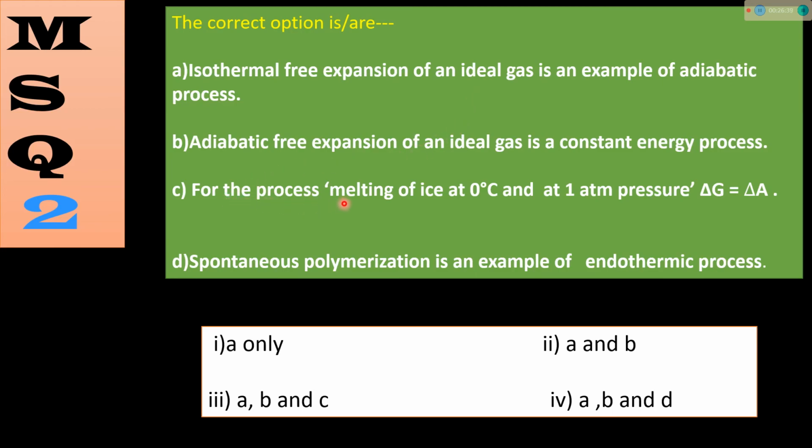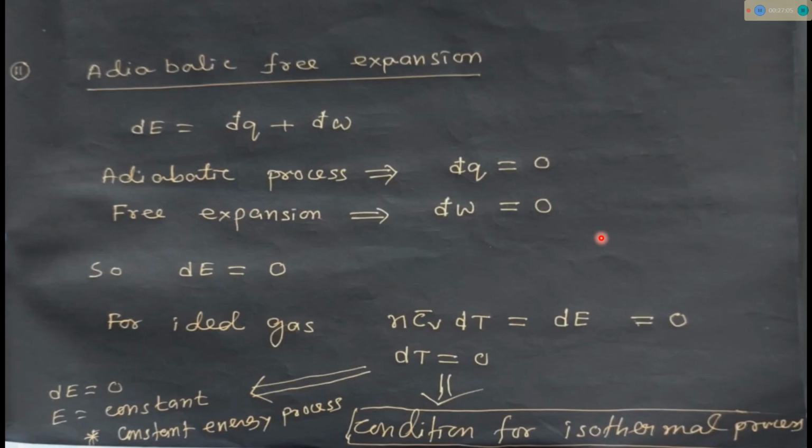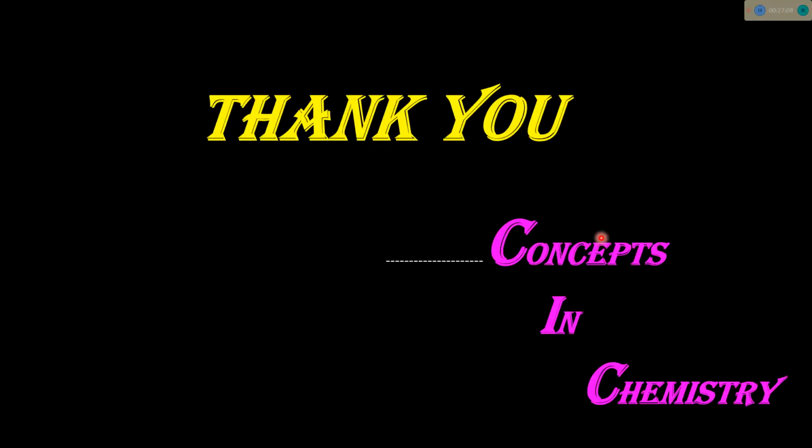For the process of melting of ice at 0 degree centigrade and 1 atm pressure, del G not equal to del A, del G less than del A. We also verified this and justified via equations that del G less than del A. And spontaneous polymerization is an example of endothermic process, it is also wrong. Spontaneous polymerization is an example of exothermic process. We also verified that. So yeah, thank you guys. That's all for these questions.